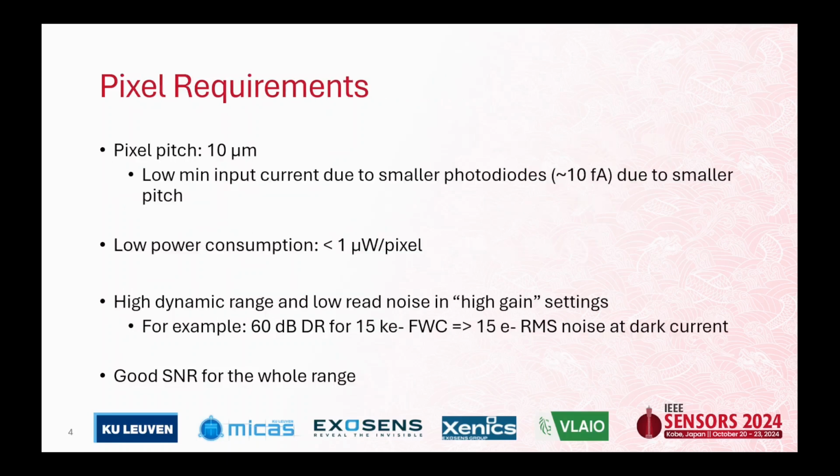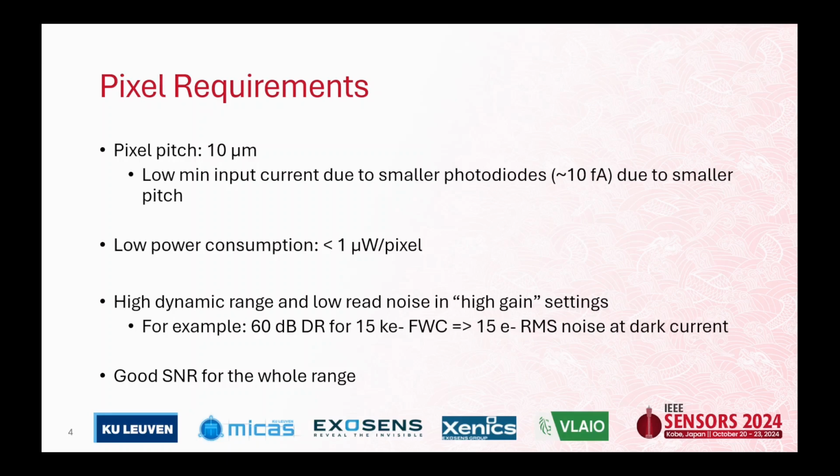Now, during this design, these are the requirements that we have. We want a maximum pixel pitch of 10 micrometer, a low power consumption of less than 1 microwatt per pixel, and high dynamic range and low read noise during high gain settings. That's around 60 dB dynamic range for a full well capacity of around 15 kilo electrons. We also want very good SNR throughout the whole input range.